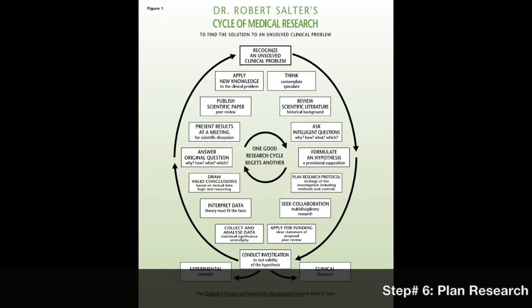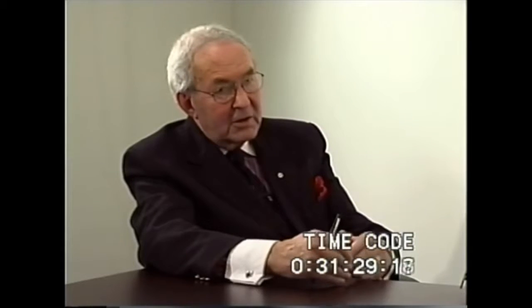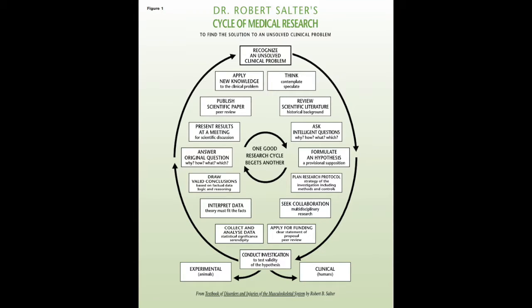And then the next step is to plan the research protocol, the strategy of the research, the investigation, including the methods of the study and controls. The control is the most important part of any scientific investigation. You don't just do an experiment with animals, for example, or look at problems with patients without having something to compare it with. So you have to have a control group of animals, sometimes several types of control to compare it with. Otherwise, you're just working in a vacuum.